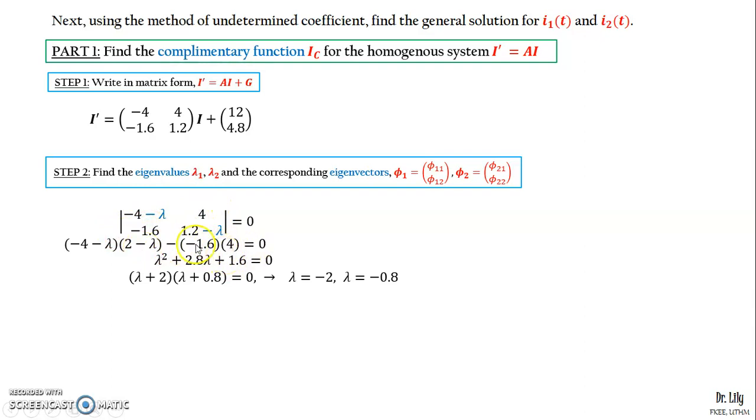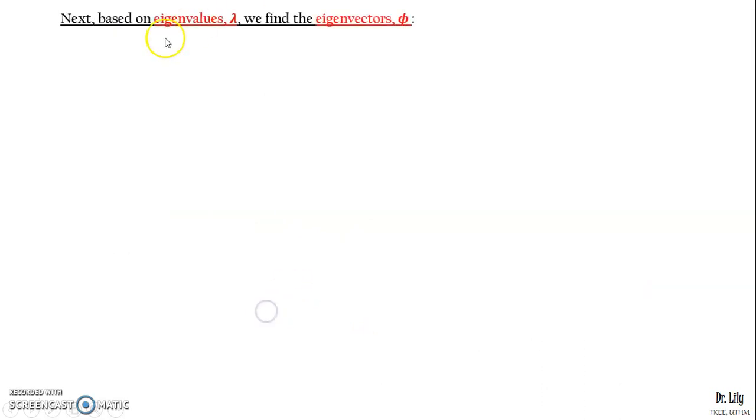Okay, and then after that, kita kembangkan persamaan. Kita akan dapat lambda squared plus 2.8 lambda plus 1.6 equal to 0. So, you just solve it by using your calculator. You akan dapat lambda is equal to negative 2 and negative 0.8. Okay, so you dah dapat nilai eigenvalue tadi. Kita boleh proceed cari eigenvector.